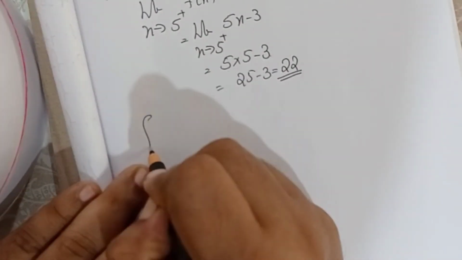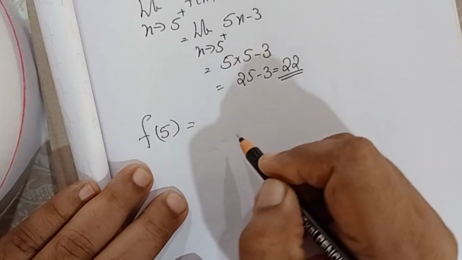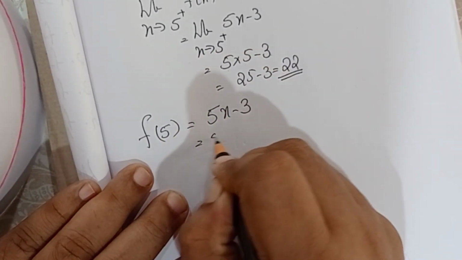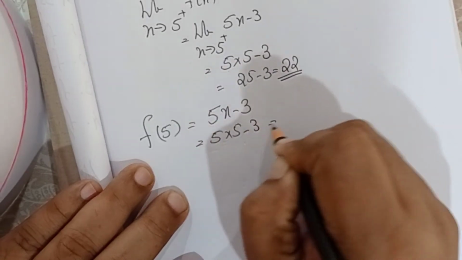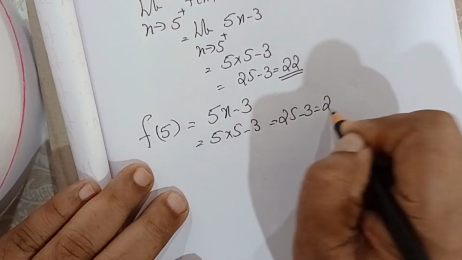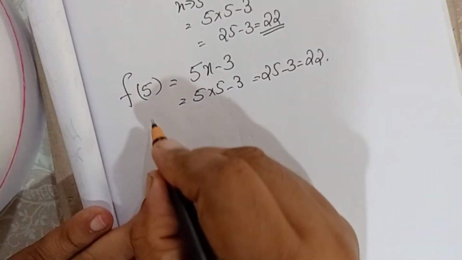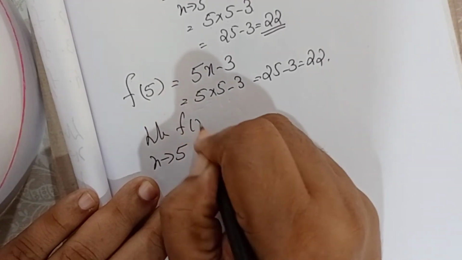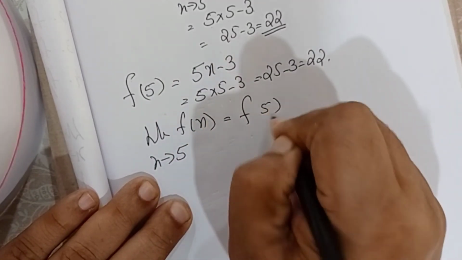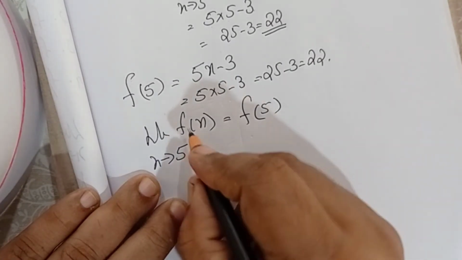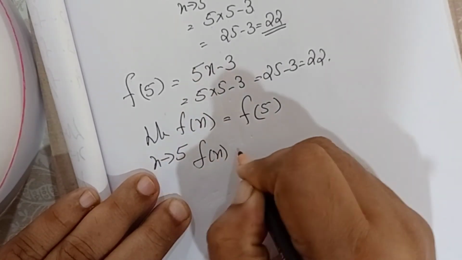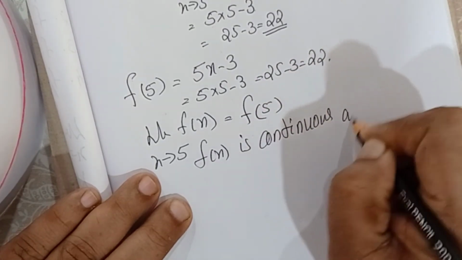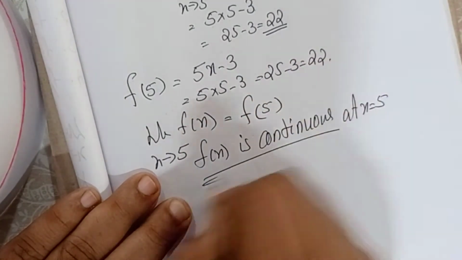Then can you say what is f of 5? f of 5 means direct substitution, 5x minus 3. 5 into 5 minus 3, that is 25 minus 3 is 22. Therefore, what is the conclusion step? Limit x tends to 5 f(x) equal to f of 5. Therefore, f(x) is continuous at x equal to 5.